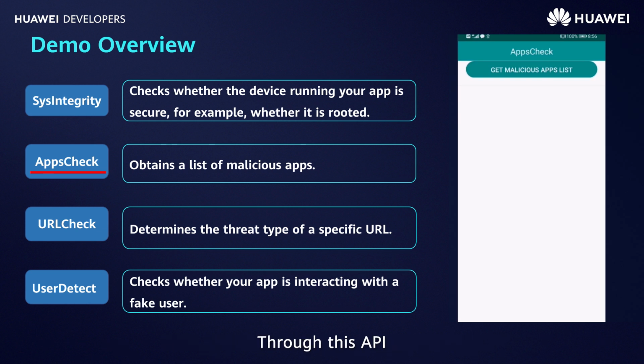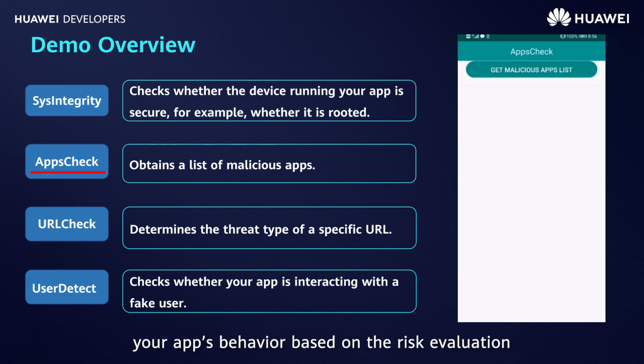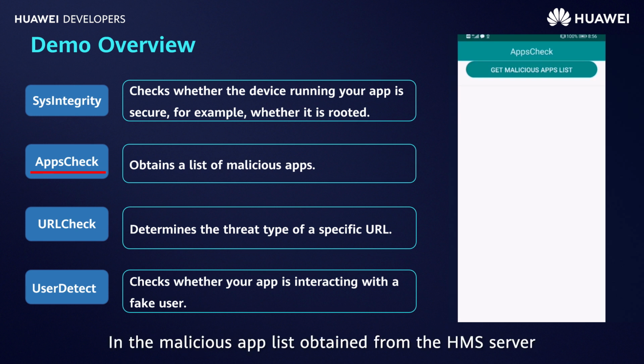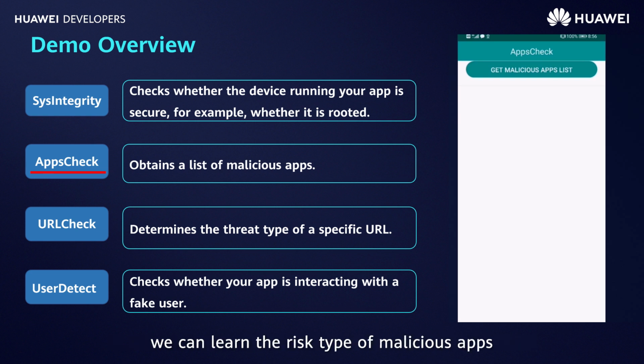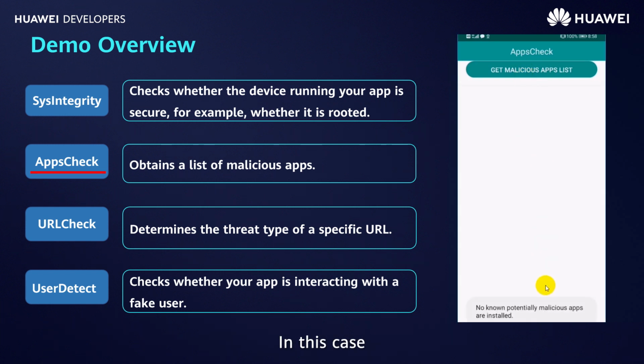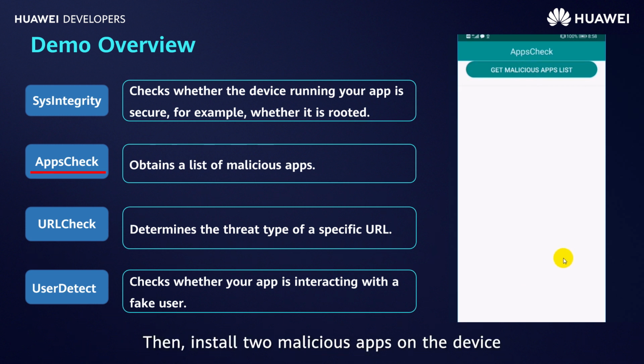Through this API, you can obtain a list of malicious apps, so you can determine whether to limit your app's behavior based on the risk evaluation. In the malicious app list obtained from the HMS server, we can learn the risk type of malicious apps. For example, risky apps or virus apps. Now, let's demonstrate it on the device. Without any malicious apps, in this case, an empty list is returned. Then, install 2 malicious apps on the device and call the API again.